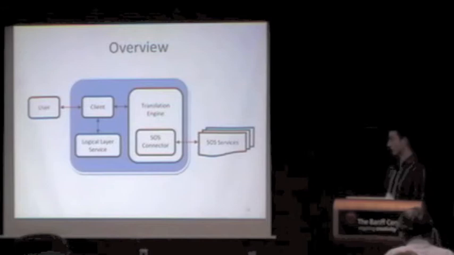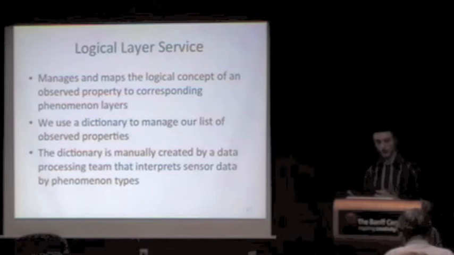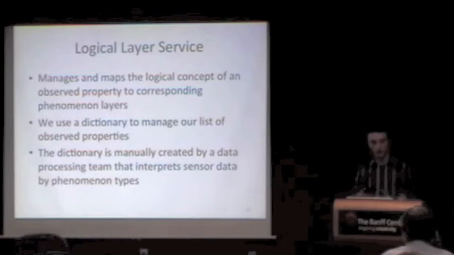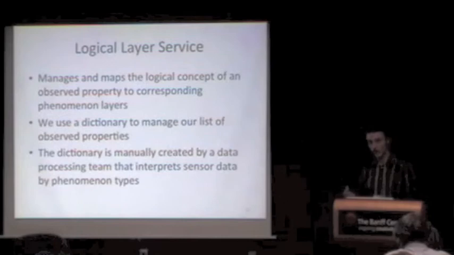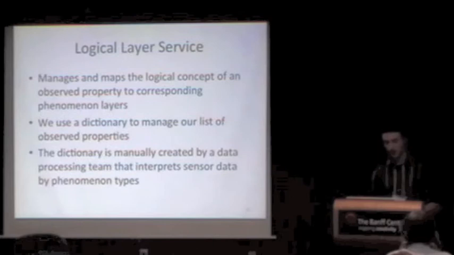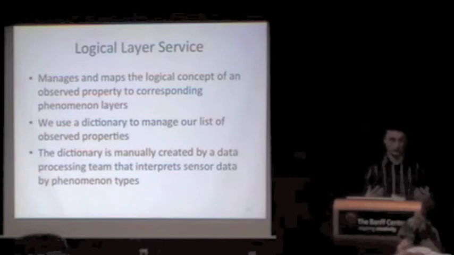The logical layer service manages and maps what we like to think of as a logical concept of an observed property to corresponding phenomenon layers. And what that means is, when we think of wind speed as a logical concept, there's just one idea of wind speed, but you can obviously encode that syntactically in very many ways, and that's what has been implemented across different SOS services. And we use a dictionary, or just simply a flat list, to manage the list of our observed properties, which we try to define as unique entities.